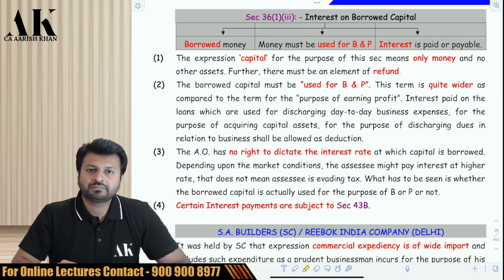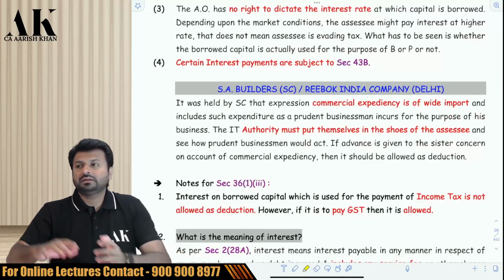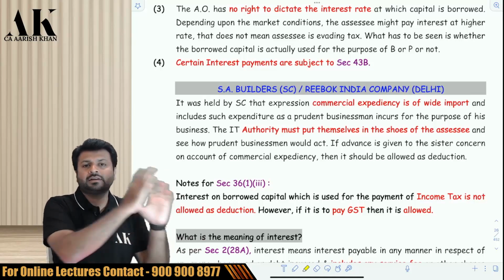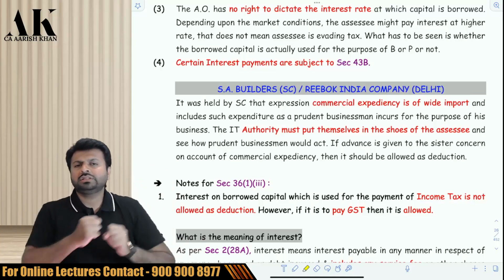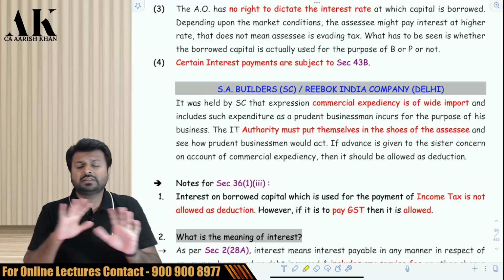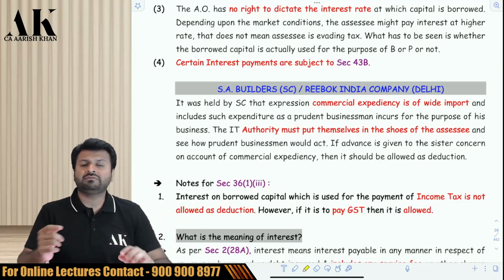Don't worry. Okay. Now, there is one Supreme Court judgment of SA Builders. What happened in that case? The assessee took a loan and then that loan was given to what? To its sister concern. So the assessee took a loan, gave it to the sister concern and then the assessee took the deduction of interest. So the assessing officer disallowed it on the ground that the assessee is taking the loan to divert the funds in the name of the sister concern.